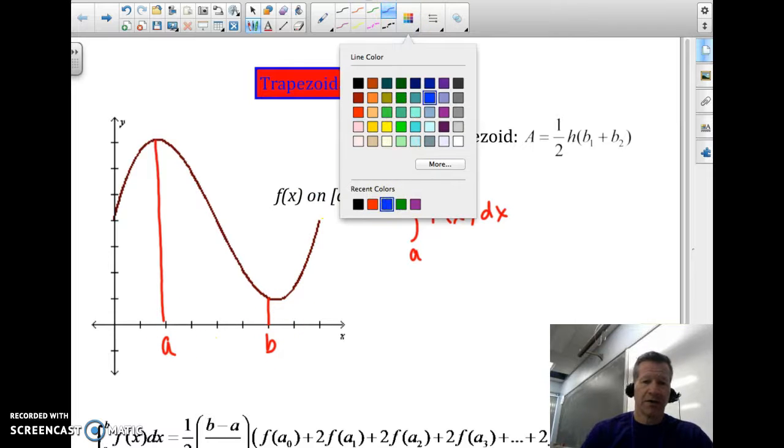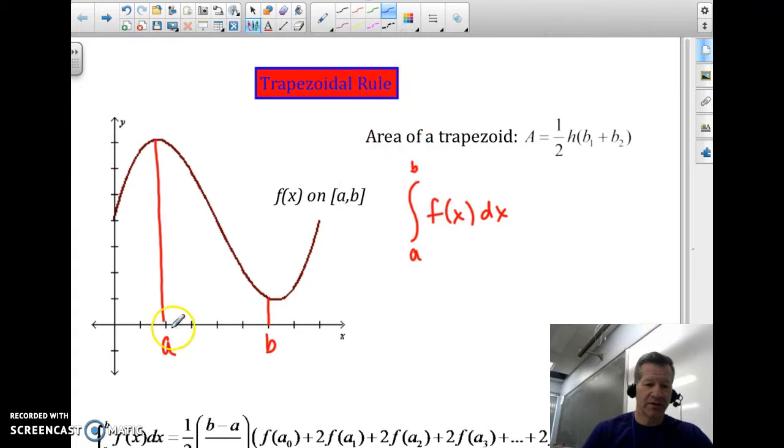Okay, so just like we did with rectangles, take the size of the interval, which, if I have let's say the scale is 1, 2, 3, 4, would be a size 4. If I split that up into 4 equal subintervals, each subinterval is going to be 1 unit long.